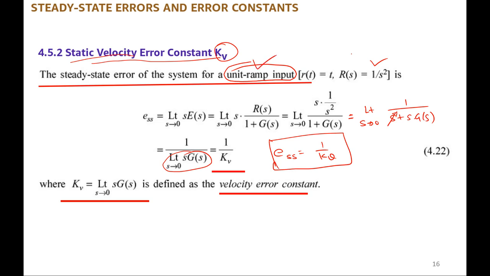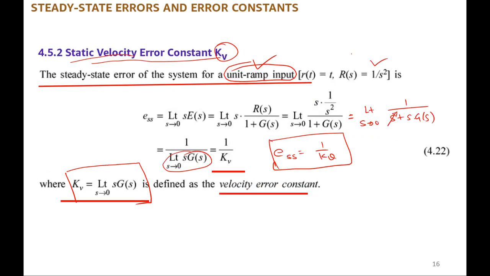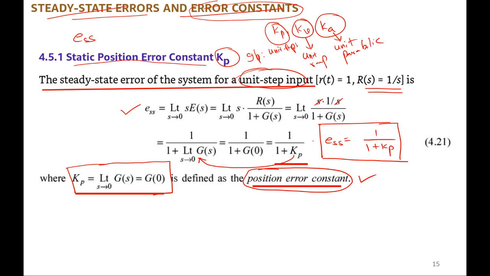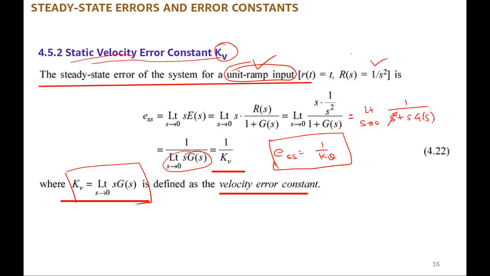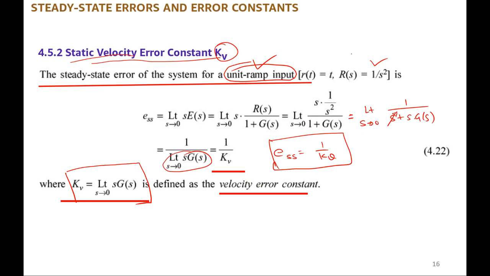And how to find Kv? The velocity error constant is limit s tending to 0, s into g of s. This we call the velocity error constant. So observe this and the previous one. The steady state error whenever the system is subjected to unit step input is 1 divided by 1 plus Kp. Here it is 1 by Kv whenever the system is subjected to unit ramp input. And Kp is limit s tending to 0 of g of s. Here Kv is limit s into g of s. You have to remember these things.